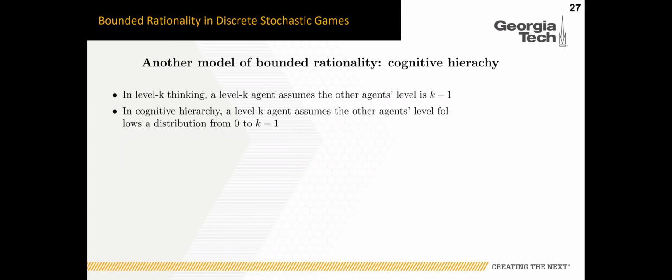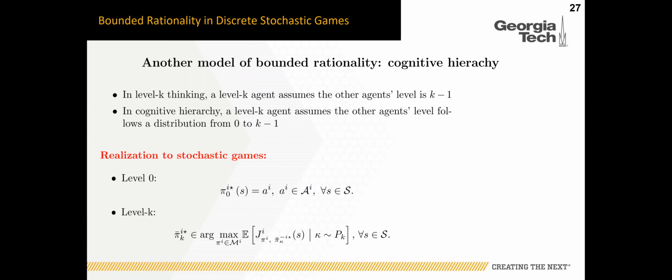Okay, so if I'm player K, everybody else is from level 0 to level K minus 1. Again, at level 0 we have the random policy. At level K, I want you to pay attention to this P bar, where K follows a distribution from 0 to K minus 1. So again, the policies of the other players are not one step below, but are distributed over all the levels below.